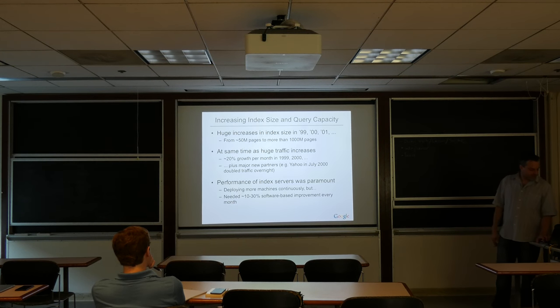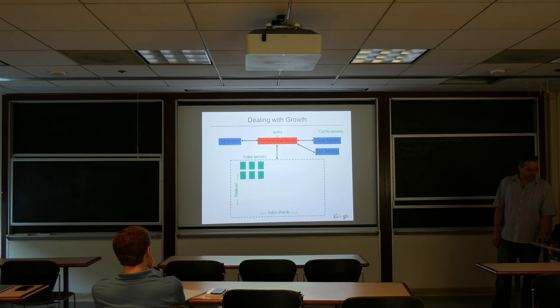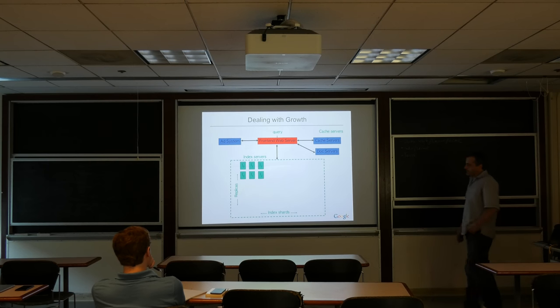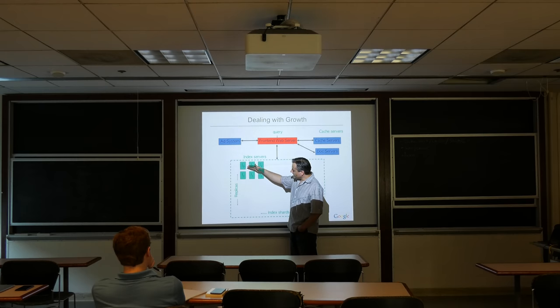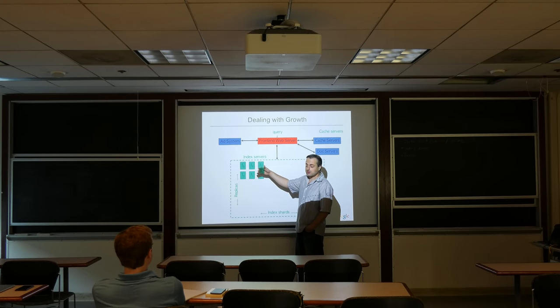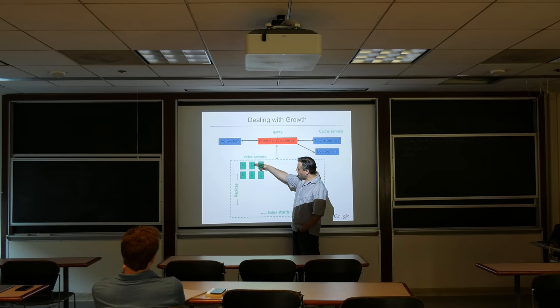Let's see, the index of course has been increased. What do I want to point out? We need to be able to expand the redundancy, right? So the vertical line is redundancy. The question, which Amazon also has, is how many copies of the same thing do I need?